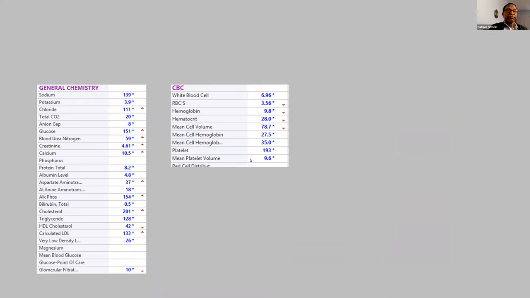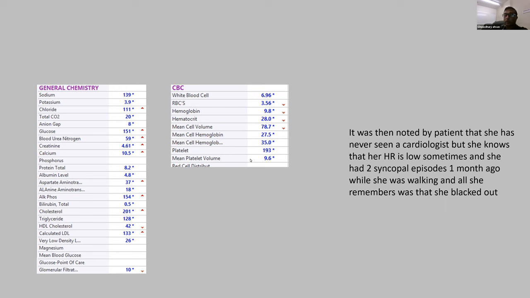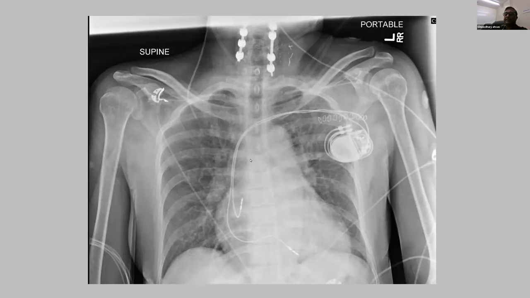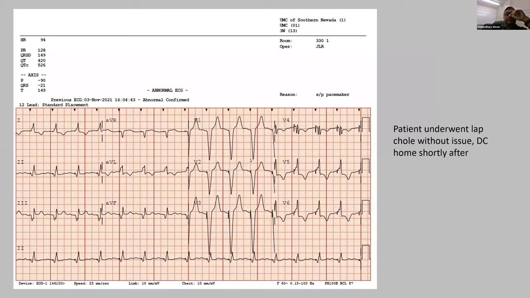And another thing that was also in play is that the patient is pre-op and was going to gallbladder surgery. So there are controversies. That's why I'm going to bring you this case. So looks like sinus and then V paced, right? Yes. So will that help us to make any comment on whether it was nodal or infranodal?